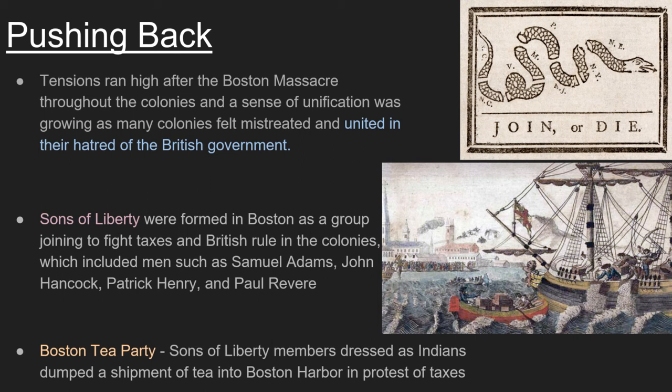This is where the Sons of Liberty, dressed as Native Americans, dumped a shipment of tea into the Boston harbor as protest of these taxes. So you can see that tensions are escalating. They're dumping valuable tea, about $1 million worth of tea in today's money, into the Boston harbor.